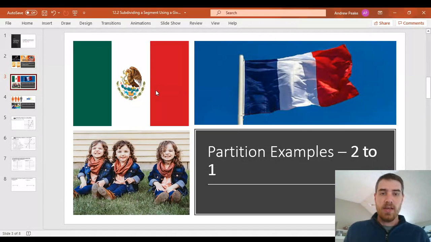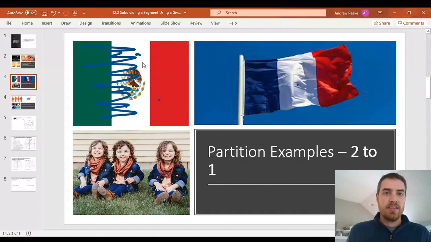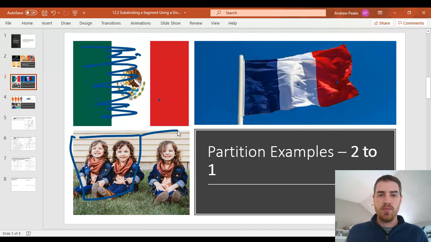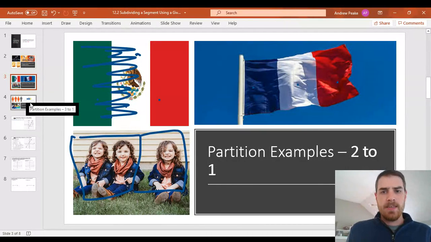Here are examples of looking at 2-to-1. So we have three total parts, right? I have 1, 2, 3 parts of my flag. I have three triplets, but we're separating the segments into two parts. So if I were to shade in these two parts of the flag and say 2-to-1, these two triplets and this one triplet right here, that is how we could partition.